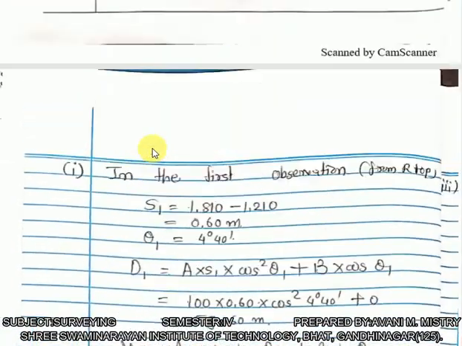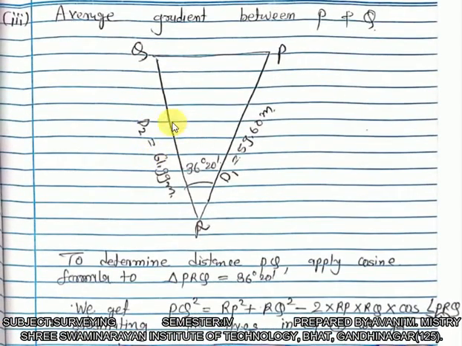Here for the average gradient between these two staff stations, the instrument is set up at R and the staff is set at P and Q. The angle QRP is equal to 36 degree 20 minute, which is less than 90 degree. We find the RP value, that is D1, the distance between P and R, equal to 59.60 by using the formulas. And again we find the value of RQ, that is D2, 61.99 meter, by using the formulas.